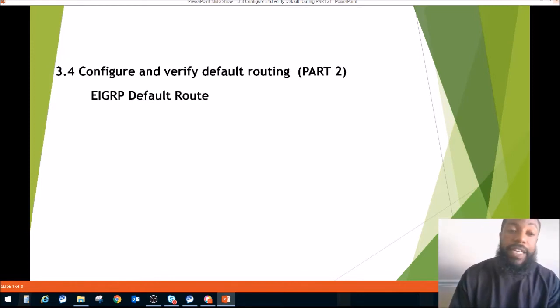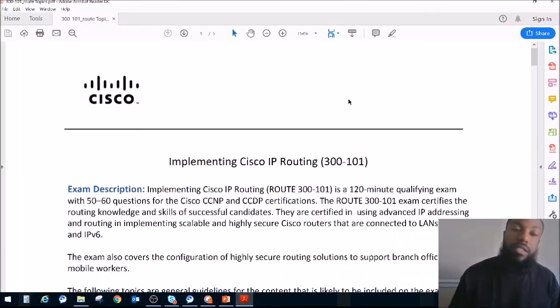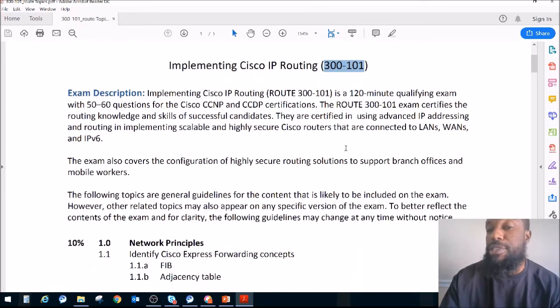Let's go ahead and take a look at the exam blueprint. Let's see where we came from and where we are headed. All right, so this is the blueprint implementing Cisco IP routing. This is going to be for the CCNP ROUTE exam code 300-101. It's version 2.0. Make sure you're studying for the correct material.